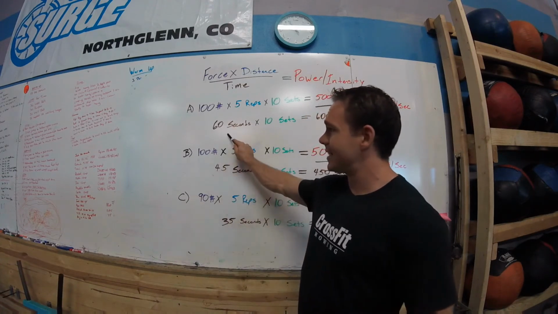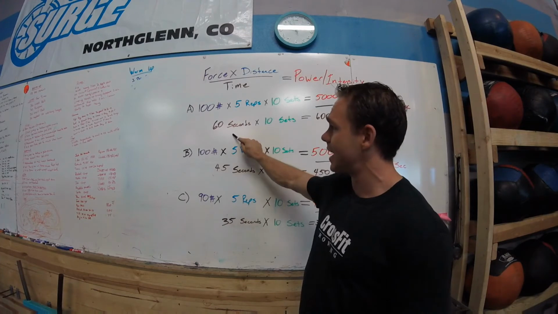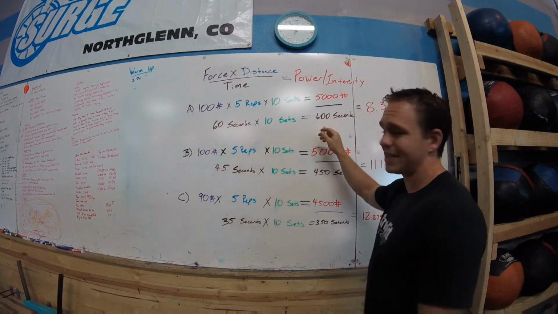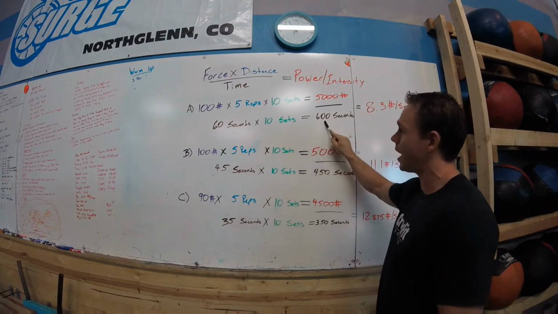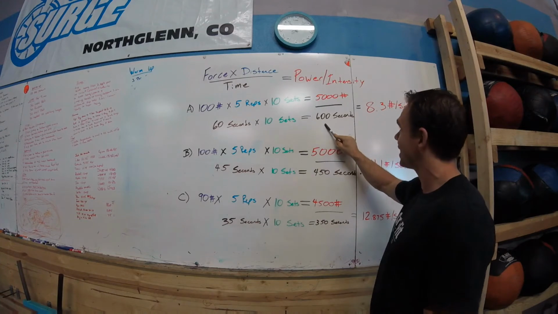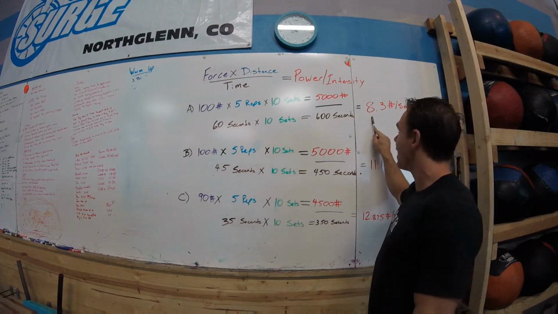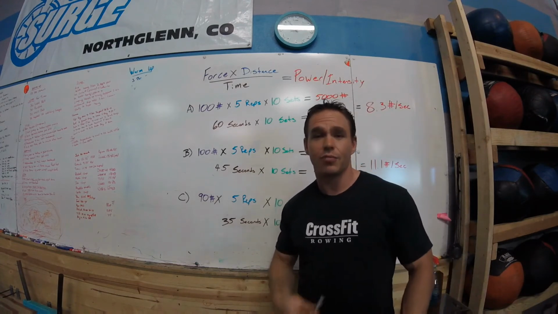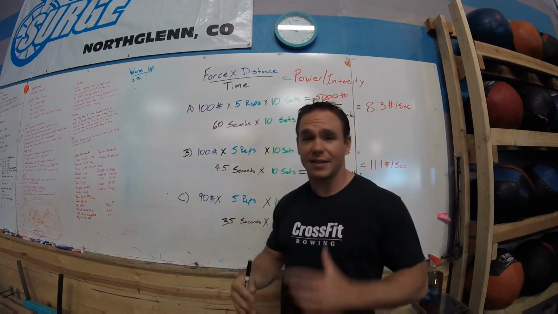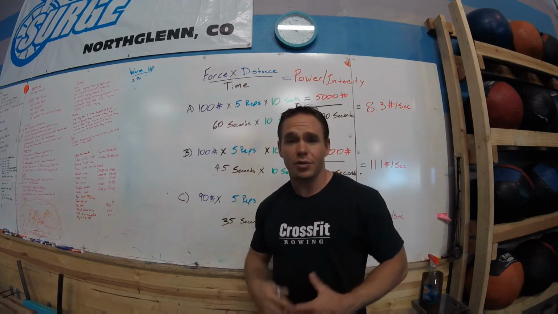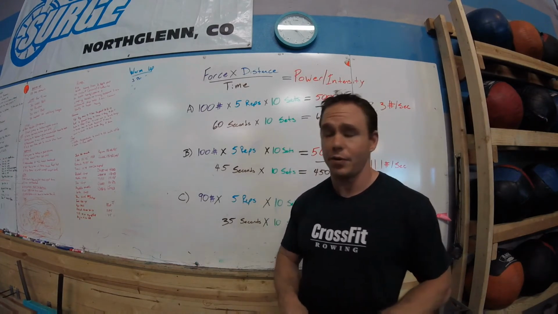So that was 60 seconds per set times 10 sets, which comes out to 600 seconds. That's your time variable. So we had 5,000 pounds divided by 600 seconds. That brings it out to 8.3 pounds per second that you're moving. So every second that you're going through that workout, you're moving 8.3 pounds.